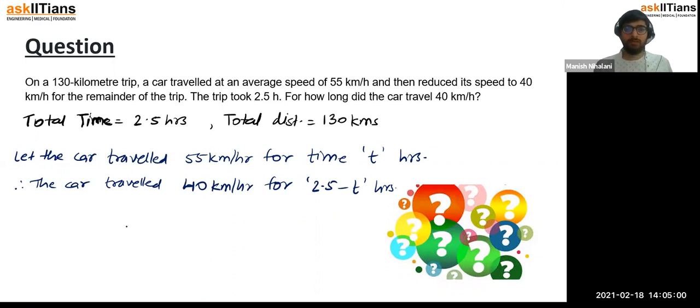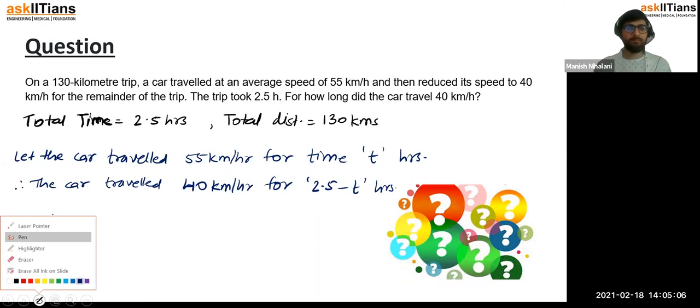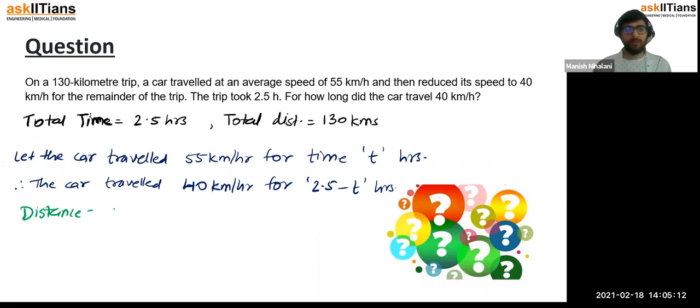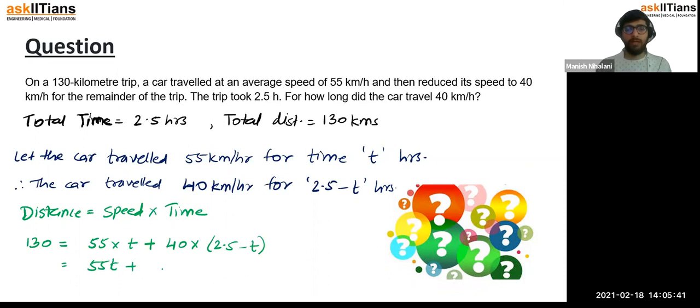So here again the catch is it says total distance is 130 kilometers, right? So we will say distance is equal to speed into time, because speed is distance upon time, right? So total distance is 130. Speed is 55 kilometers per hour for t hours, so 55 into t, then plus 40 kilometers per hour for 2.5 minus t, right? This will give us the total distance. So let's now simplify this. So we'll get 55t plus 40 into 2.5.